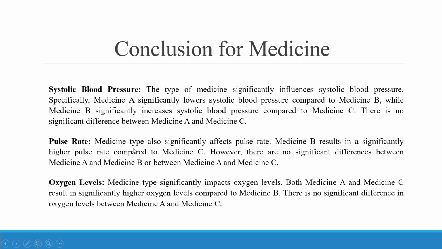Pulse rate. Medicine type also significantly affects pulse rate. Medicine B results in significantly higher pulse rates compared to medicine C. However, there are no significant differences between medicine A and medicine B, or between medicine A and medicine C. Oxygen levels. Medicine type significantly impacts oxygen level. Both medicine A and medicine C result in a significantly higher oxygen level compared to medicine B, but this difference is not so significant. There is no significant difference in oxygen levels between medicine A and medicine C.